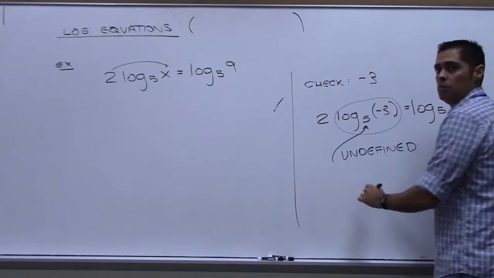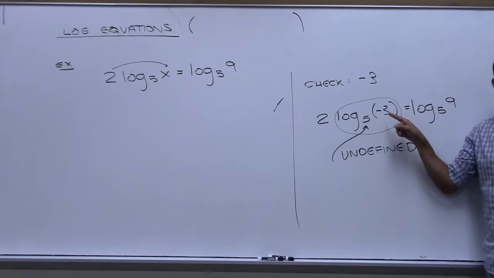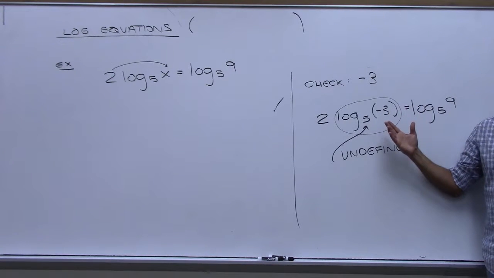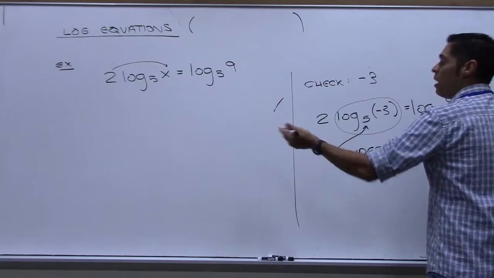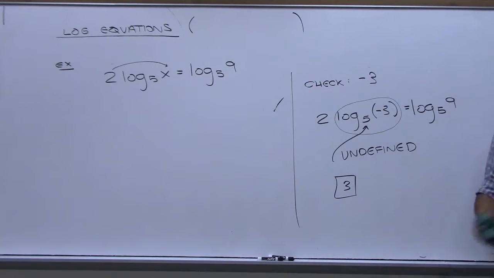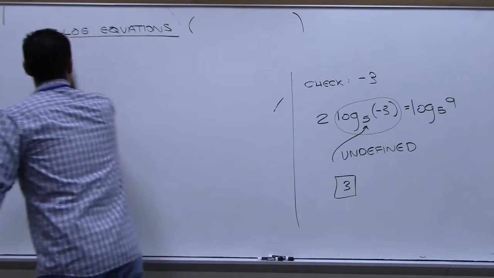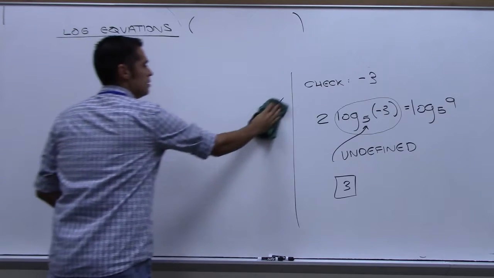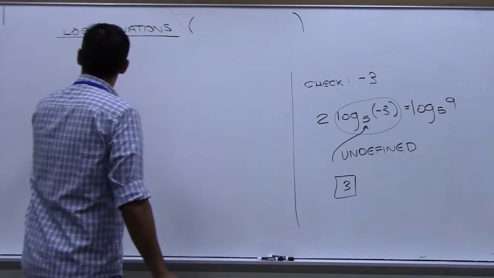Because with your base, it's impossible to ever raise a number to any power and get a negative. This means 5 to what power is negative 3? That's never going to happen. So this is impossible. So what is the solution to this problem? 3. Okay, 3 is the only answer. Now let me try to reiterate again why you cannot simplify algebraically. Okay, look at this equation right here.